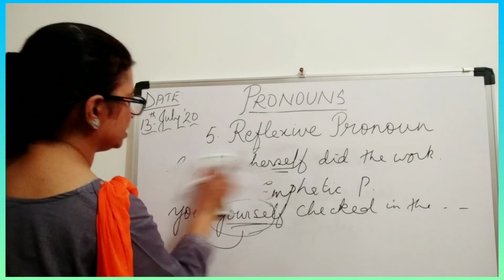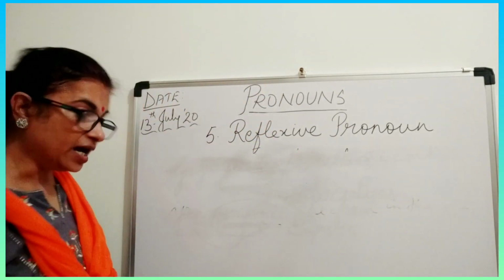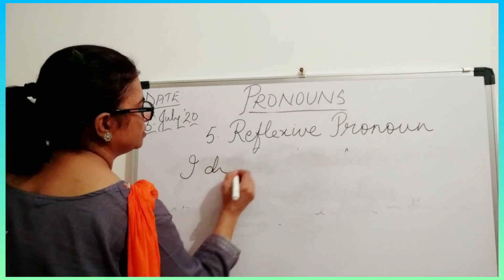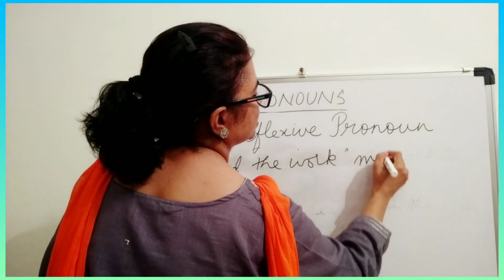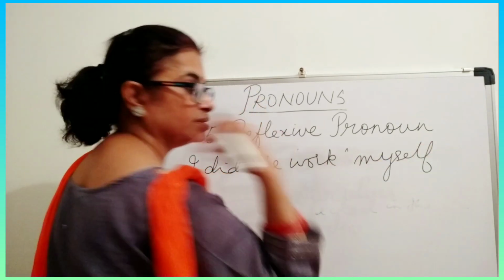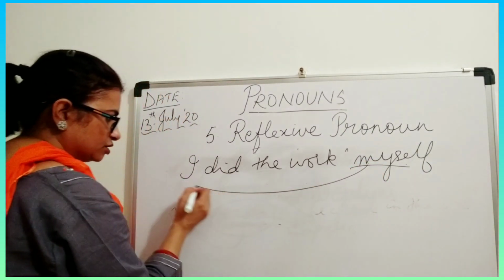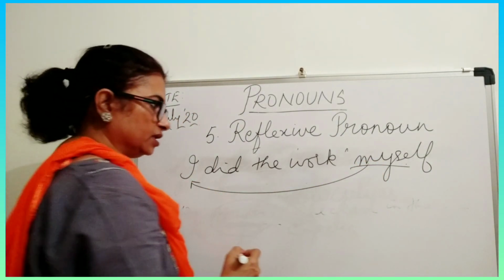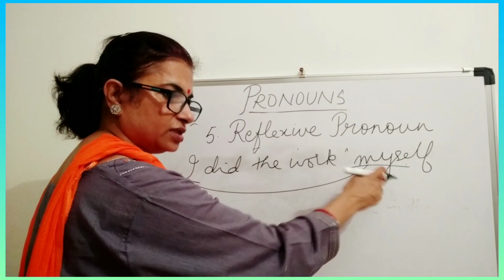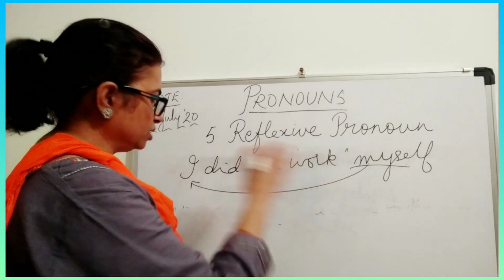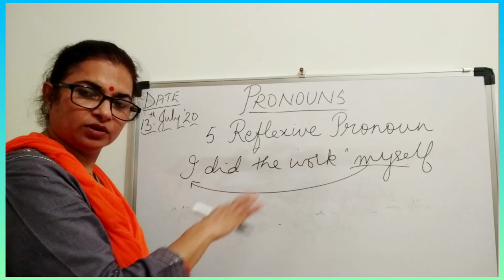Whereas what are reflexive pronouns? I did the work myself. See where the word myself is. But again, this is used for this only. I is singular, so myself we use in singular. So in the singular and plural, the form remains the same. For emphatic and reflexive both, the form is the same.